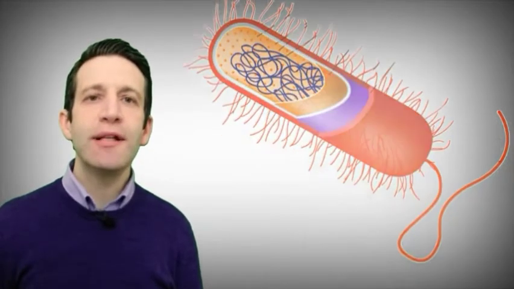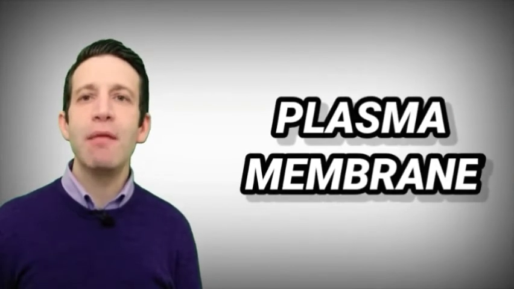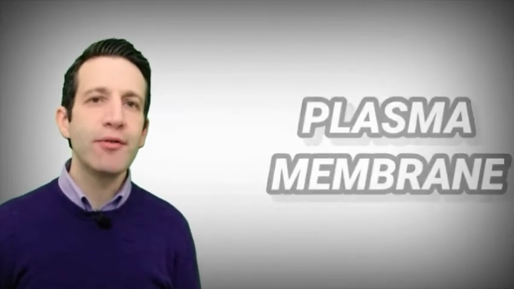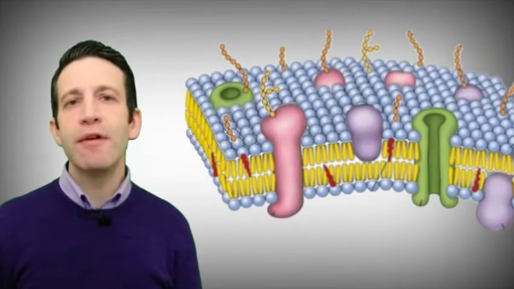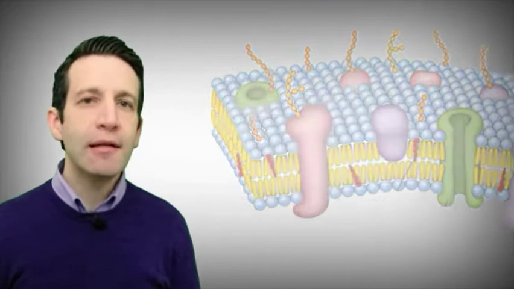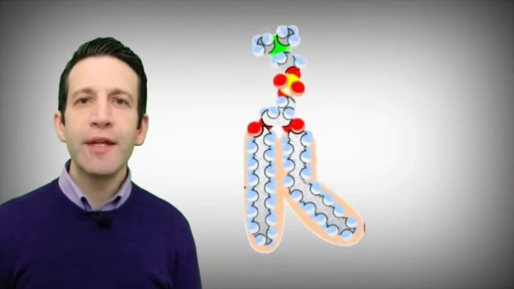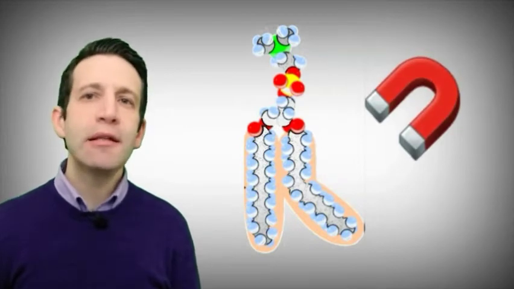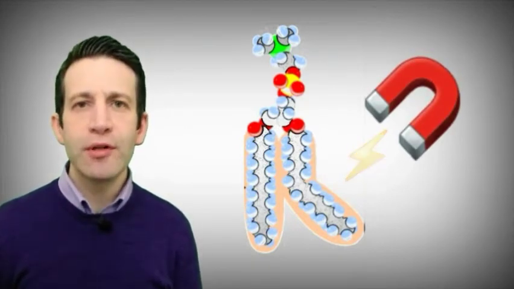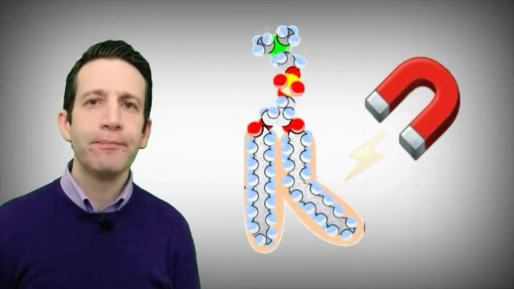Let's start with the inner one, the plasma membrane, which is almost the same in both gram-positive and gram-negative bacteria. This is made of a double layer of phospholipids. But what exactly are phospholipids? Well, they're molecules that we can imagine as little magnets. They don't attract iron, of course, but water instead.